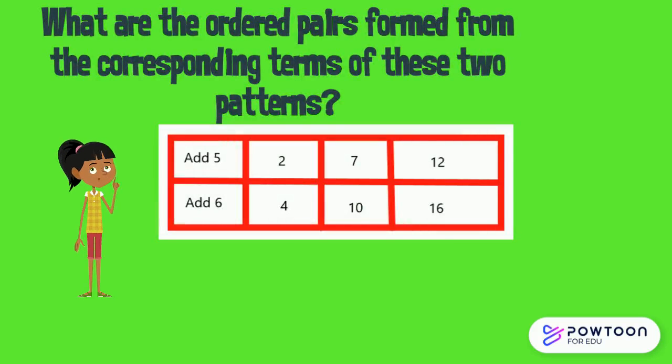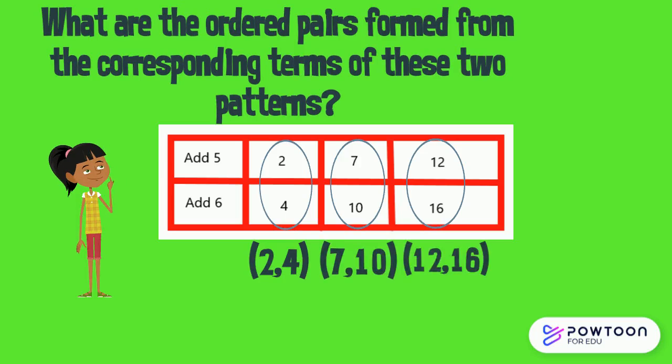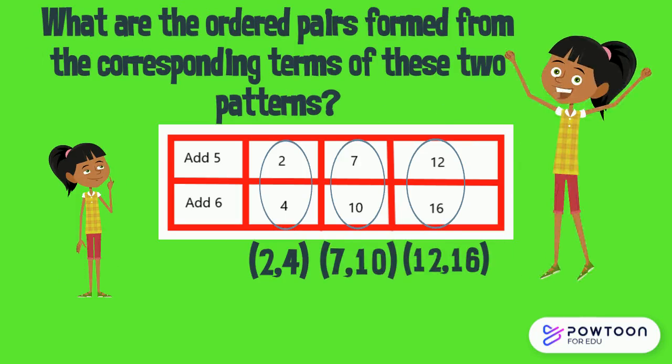Now let's think about that same pattern from the last slide. What are the ordered pairs formed from the corresponding terms of these two patterns? Well, you need to look vertically, not horizontally, to find those ordered pairs. So that would mean you'd have (2, 4), (7, 10), and (12, 16).